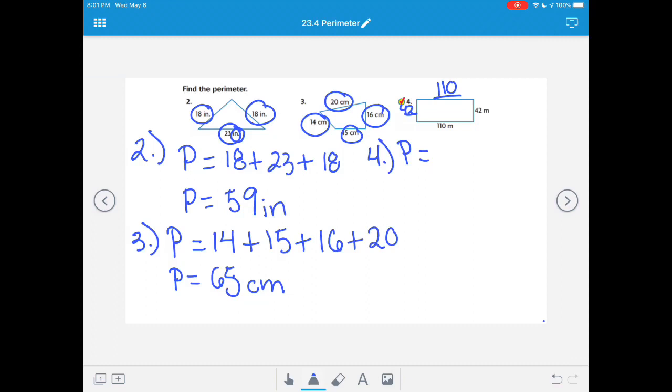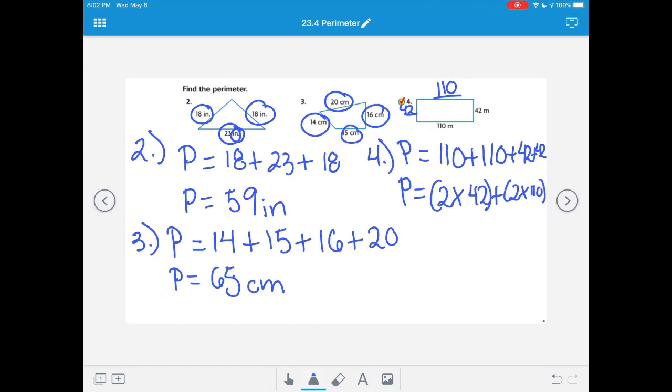So there's 2 ways we could solve this problem. We could either make that assumption that we know rectangles, the length is going to be the same on both sides and the width will also be the same on both sides. So then I could add it together like this. 110 plus 110 plus 42 plus 42. That's one way I could do it. The other way I could do it is by using my formula, which was 2 times the length, which is 42, plus 2 times the width, which is 110, will equal the perimeter.